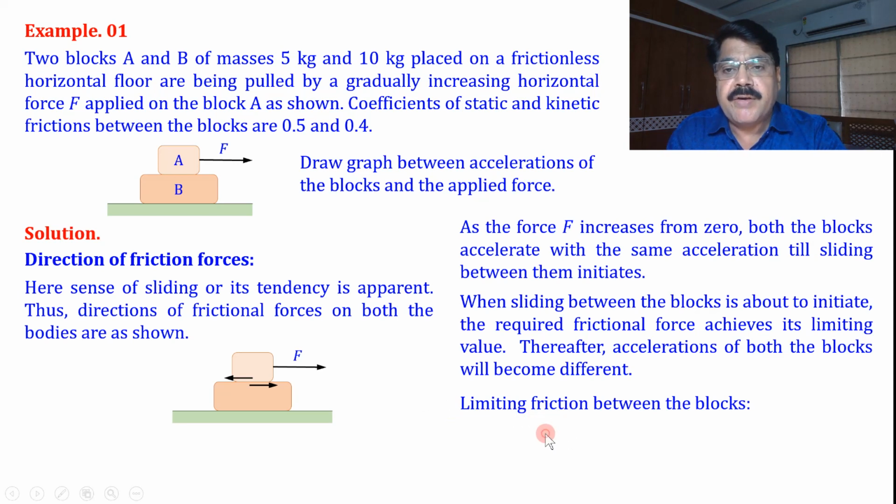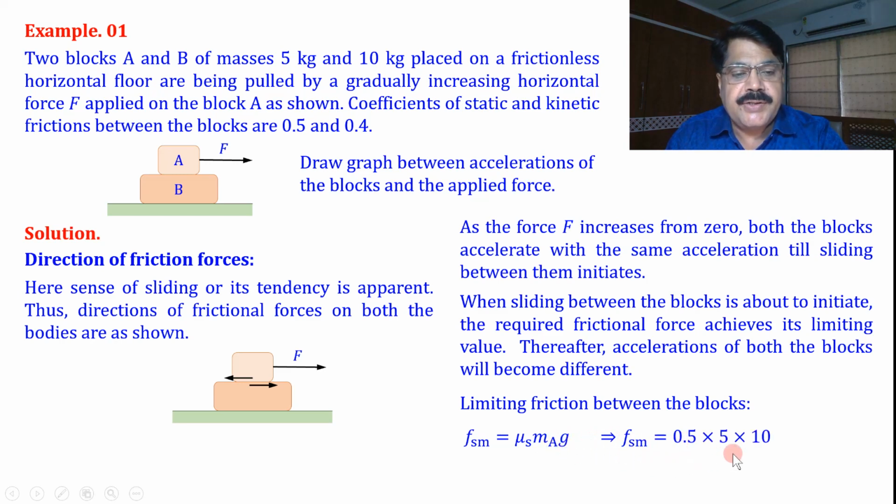So limiting friction is very straightforward. FSM is μs into MAG, because here is the friction and here the normal reaction will be equal to the weight of the block. Now we are in a position not to show all the forces in the free body diagram. We only show the required forces. In all these situations, there will be no motion in the vertical direction, so we omit showing vertical forces. So putting the values, FSM is equal to 0.5 into MA is 5 kg and acceleration g is 10. So FSM is equal to 25 Newton. So limiting friction we have calculated.